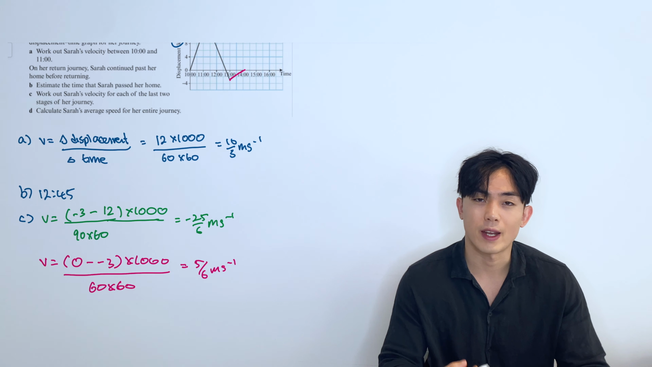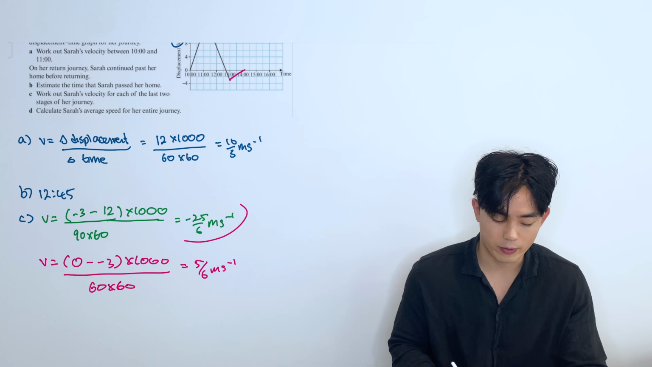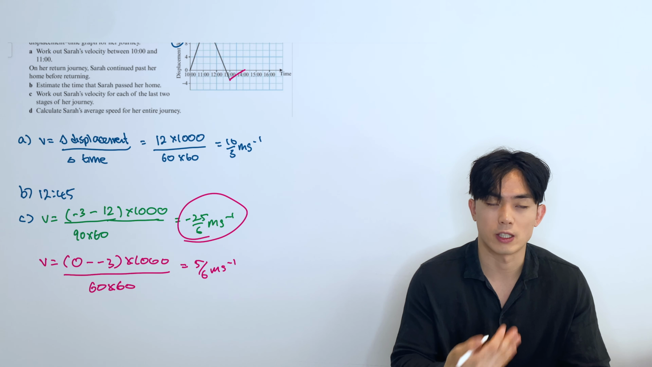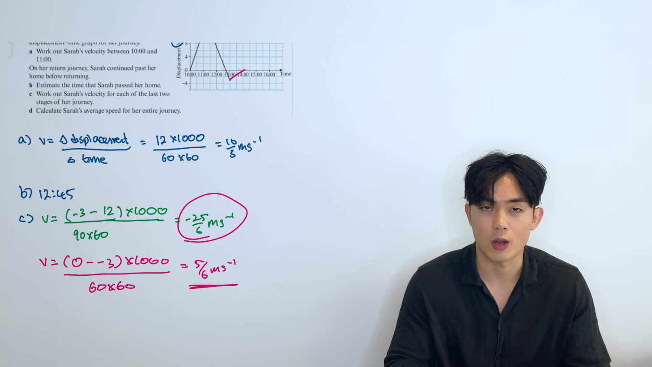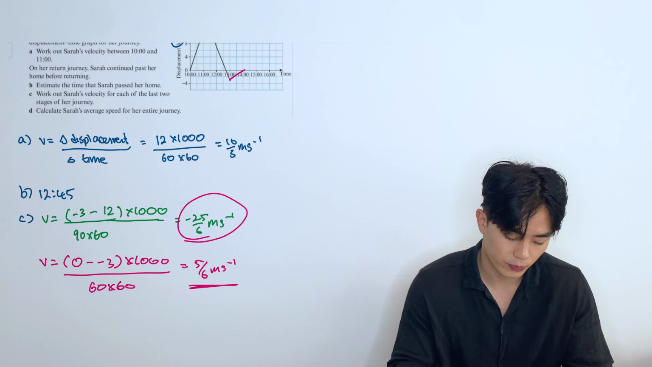As you can see here, you get a negative and a positive, which makes sense, right? Because this negative version just means that it's moving backwards, which is shown by the negative gradient. This positive one just means it's moving forwards again, and it's shown by the positive gradient of the graph.